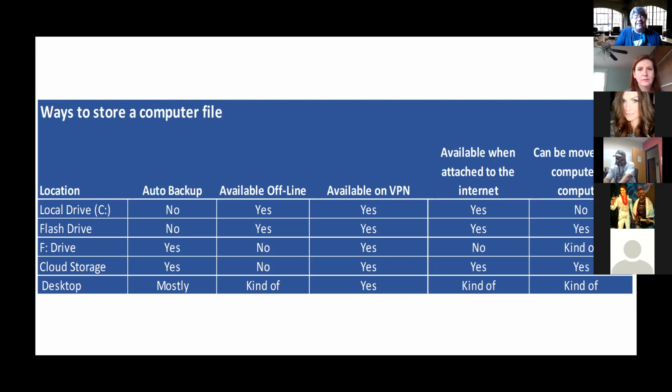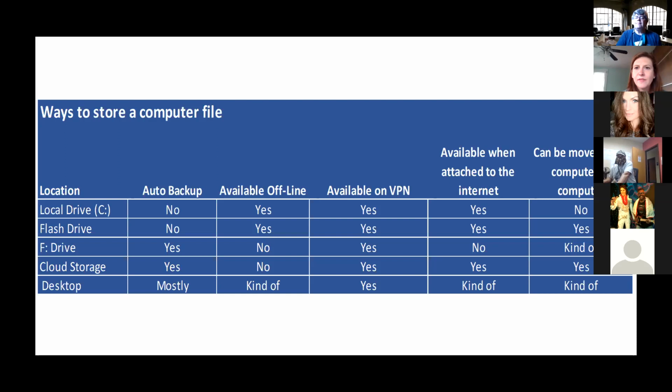So for me, the desktop's not a really good place to store stuff. You want to store it on the F drive. You want to store it in My Documents. That's backed up when your system is connected to our VPN. You just want to be able to do it where it's good.